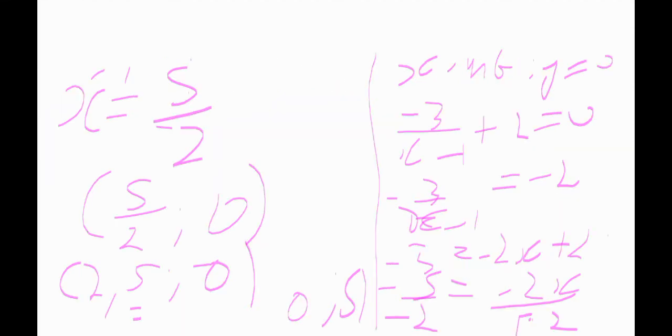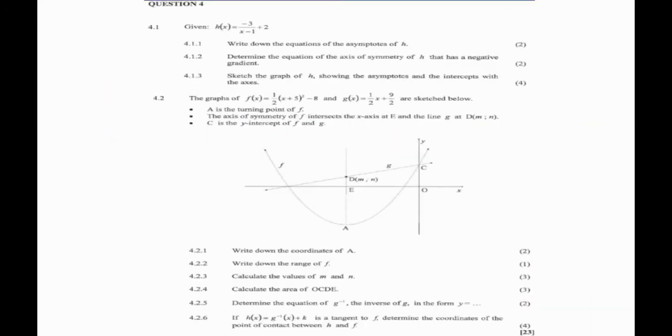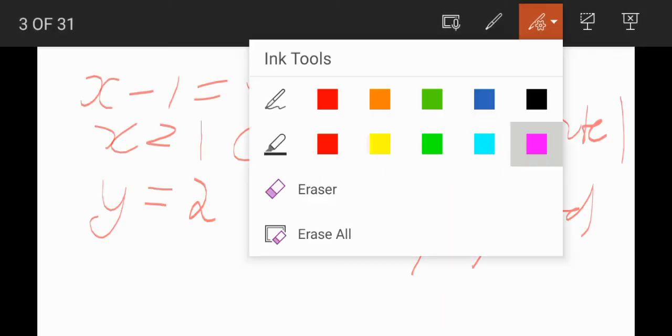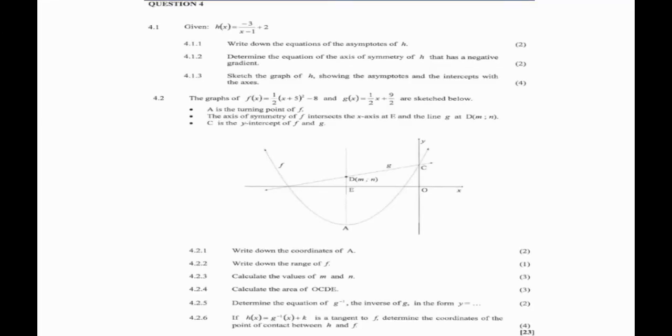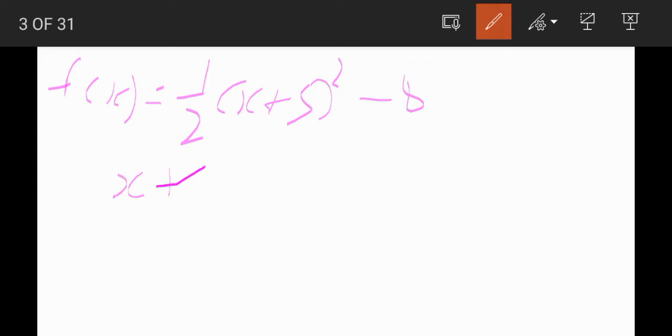Let's see how that applies in the context of the question. Write down the coordinates of A. So the coordinates of A in this case will be what? Writing my equation of f of x, I have half (x plus 5) squared minus 8. Now I know I have to take this one for the x coordinate. x plus 5 is equal to 0, then calculate my x. It's going to be negative 5. So that's my x coordinate for A.